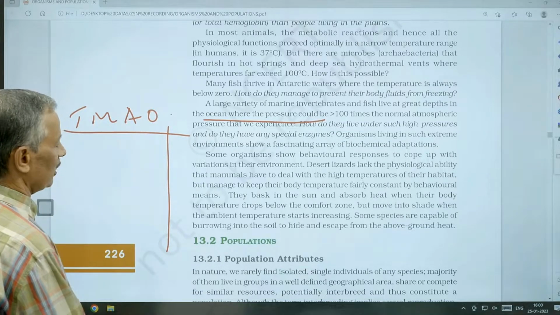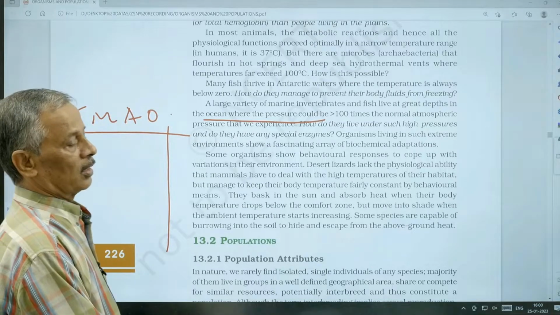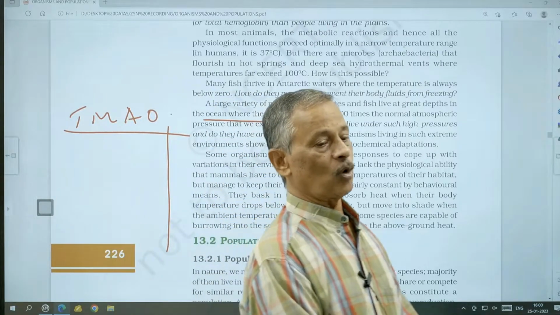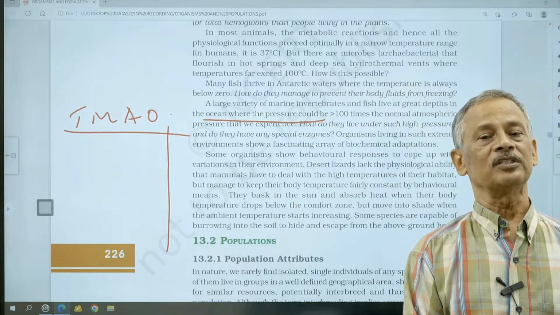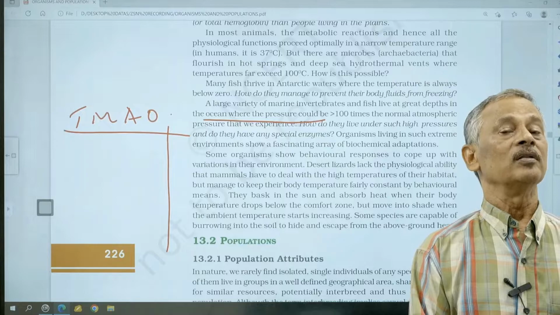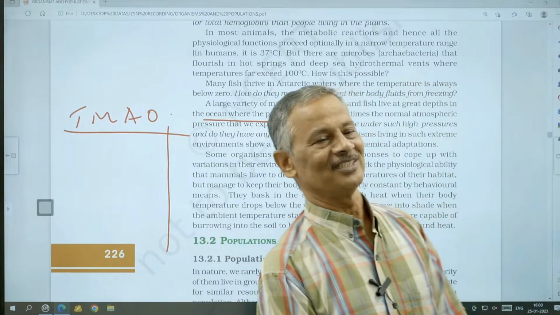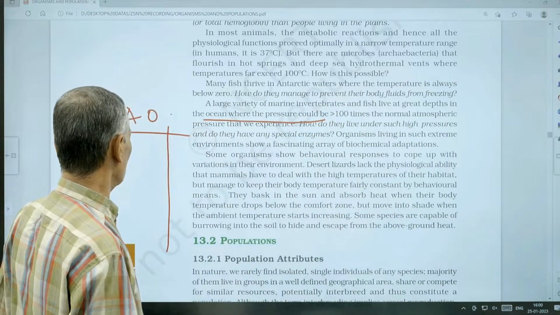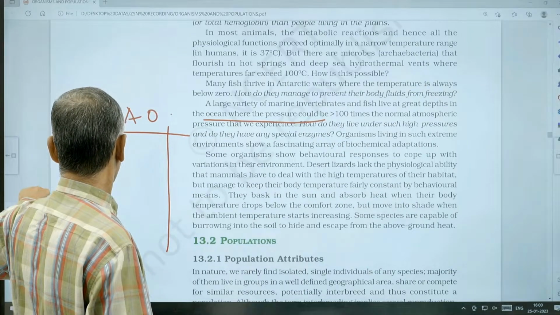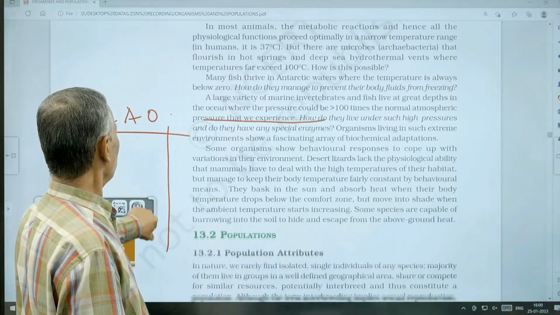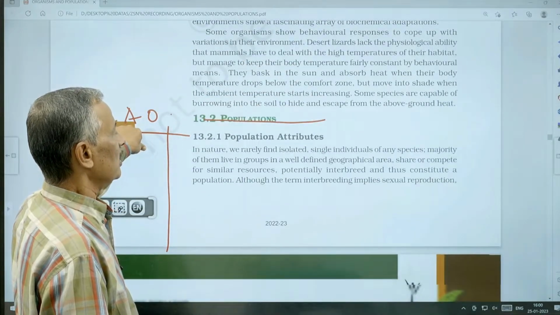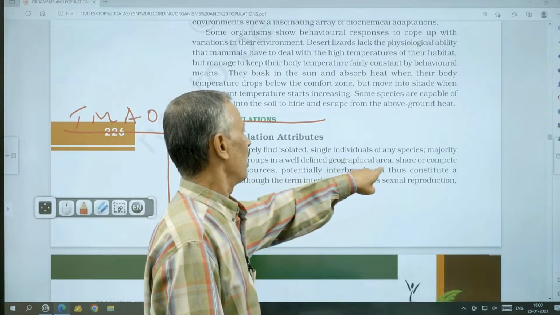So remember that the relation between organism and the environment, organismic ecology is essentially the physiological ecology. Now we go to population. So population is a group of organisms of the same species living in an area.